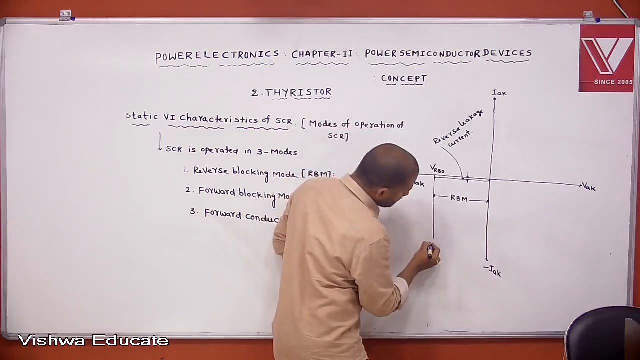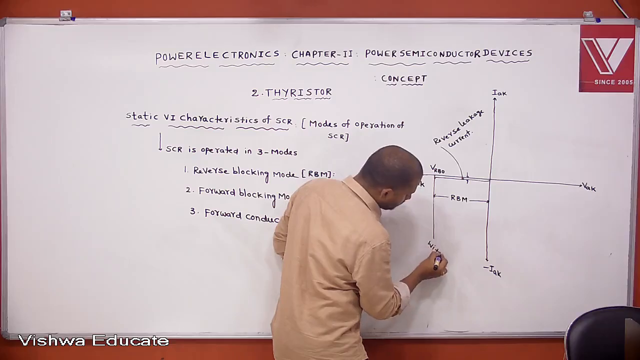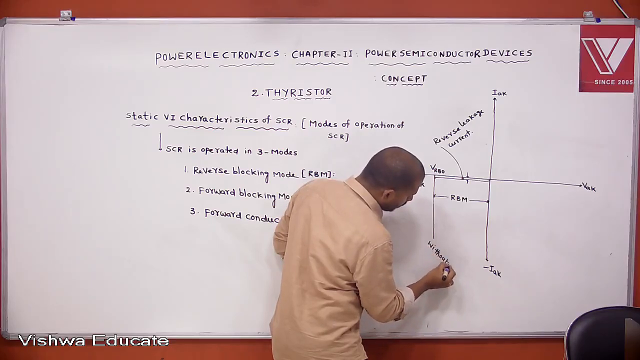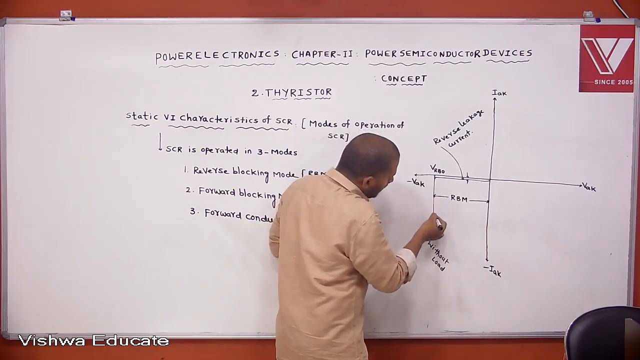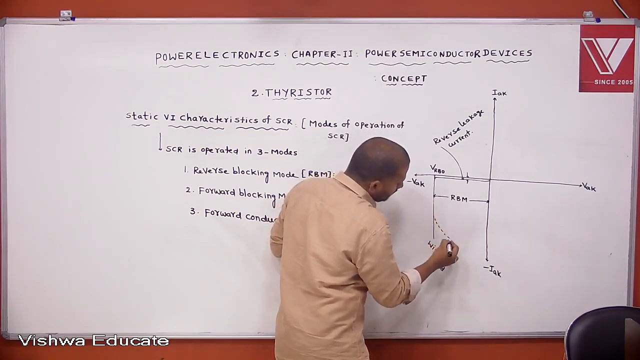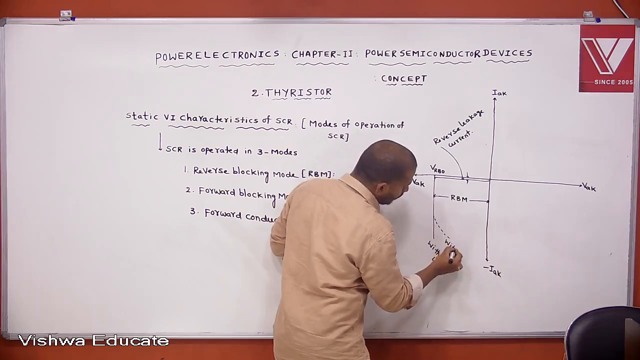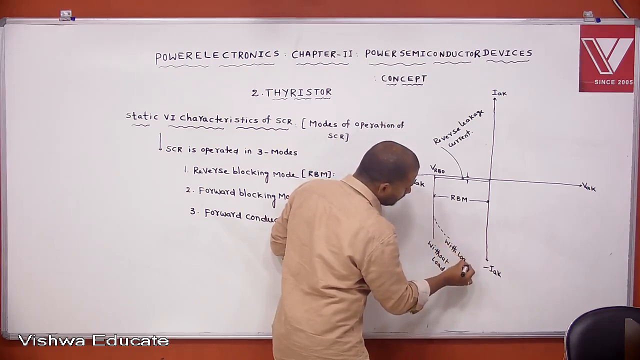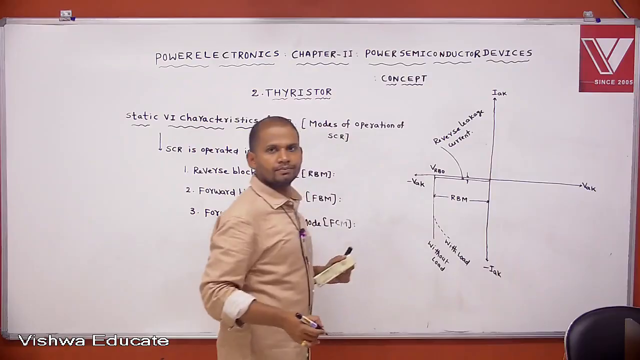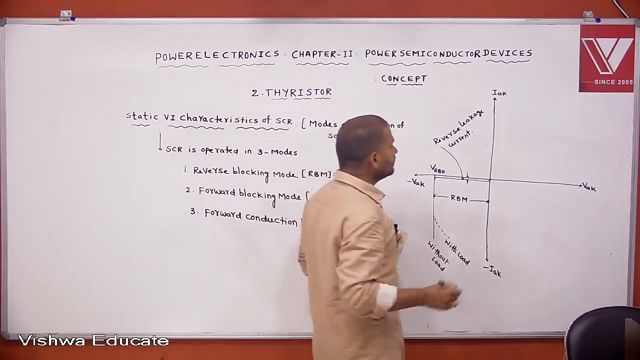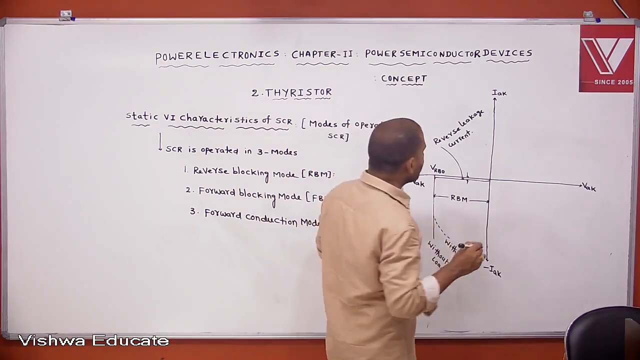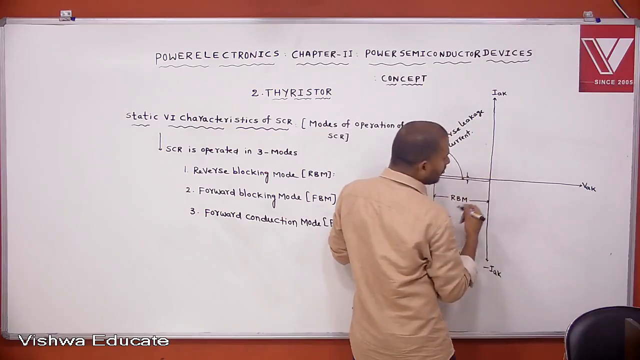This characteristic we are getting without load. For the same condition, if you connect a load, then you get the characteristics with load. Then you draw the characteristics in forward blocking mode and forward conduction.